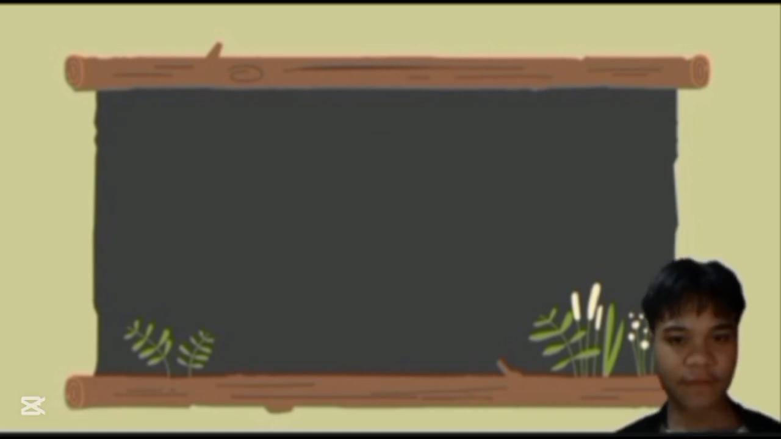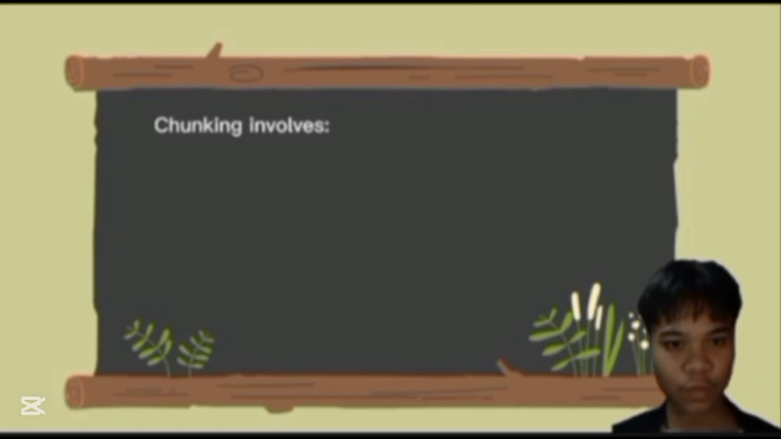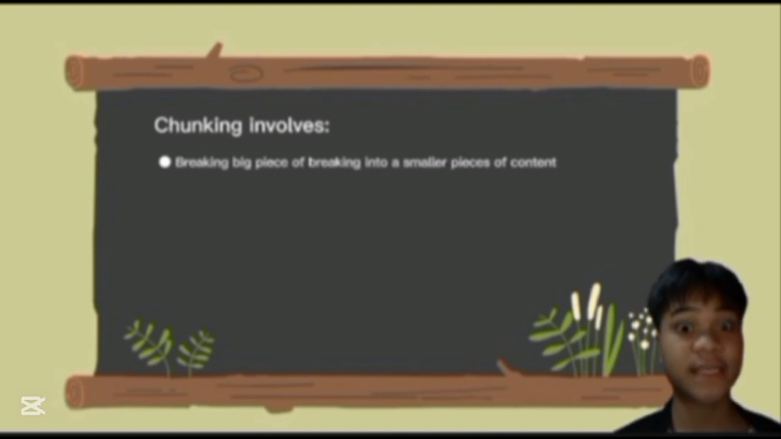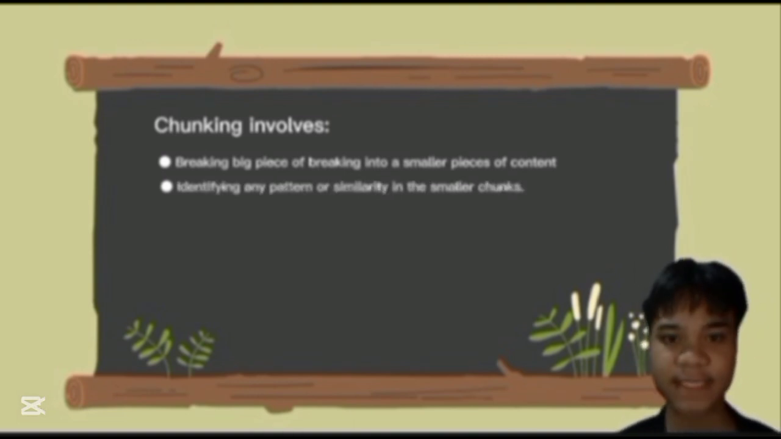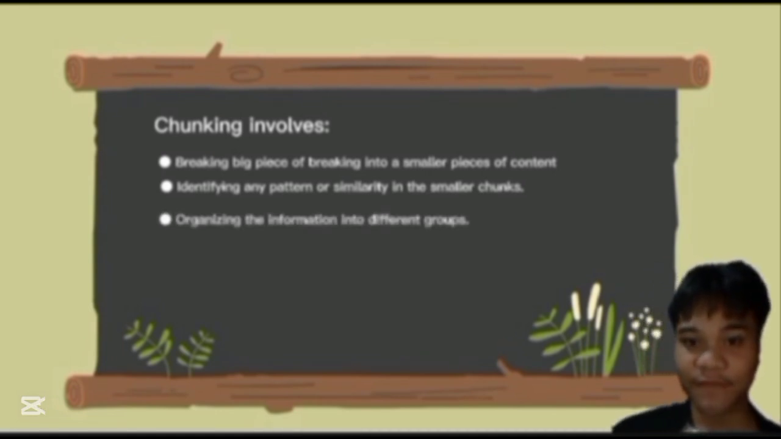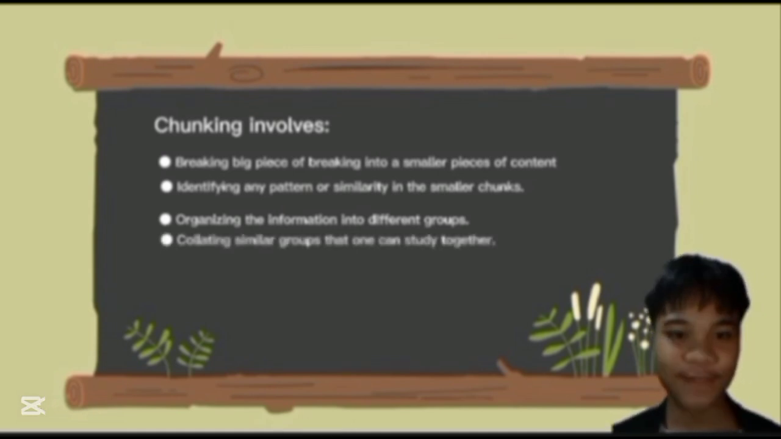The steps involved in the chunking process will depend on the information you wish to chunk. It involves breaking big pieces of context into smaller units, identifying any patterns and similarities, organizing information into different groups, and collecting similar groups that can be studied together.